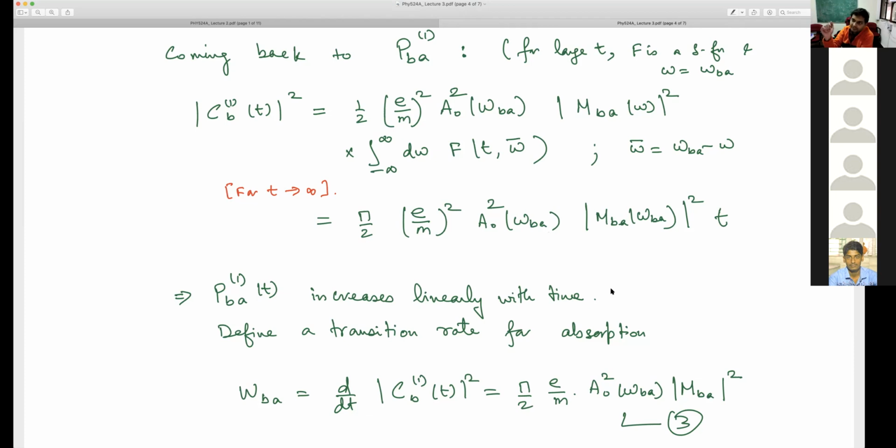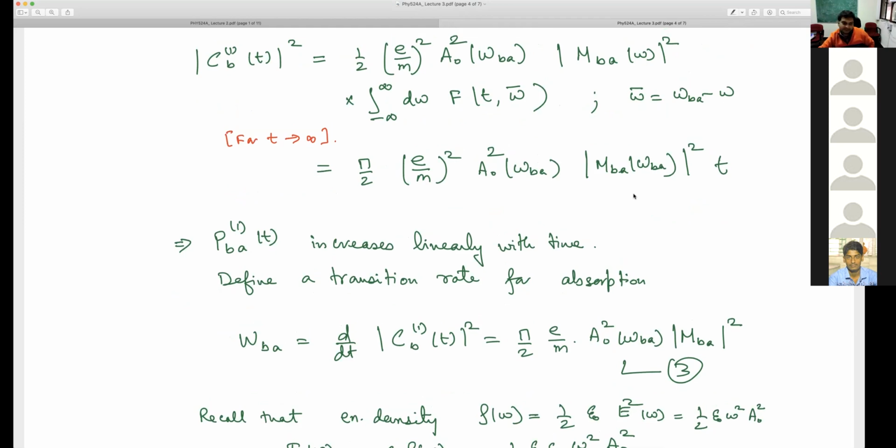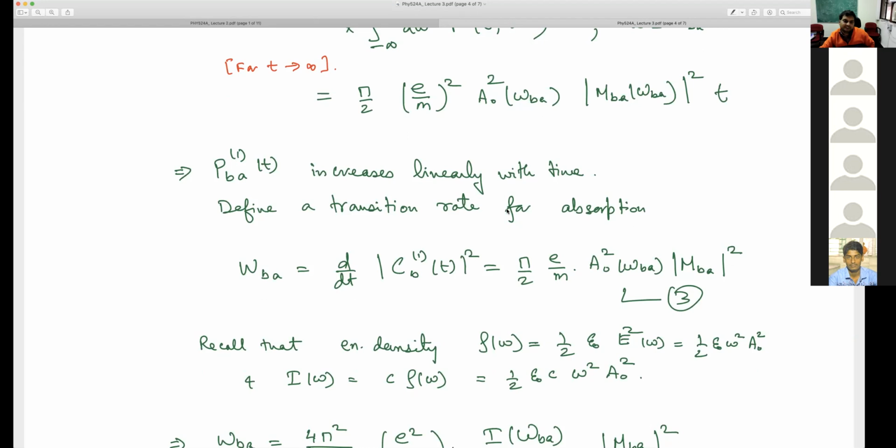So the more the atoms are kept in this electromagnetic field, the more probability I will have of transitions. Then it doesn't make sense to talk about just the probability. Then we can define what is the transition rate. So per unit of time, how many transitions can I do basically. And that allows me to define a transition rate.